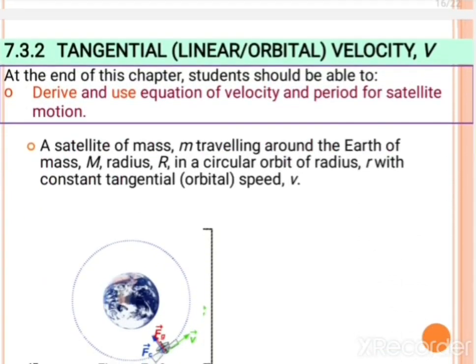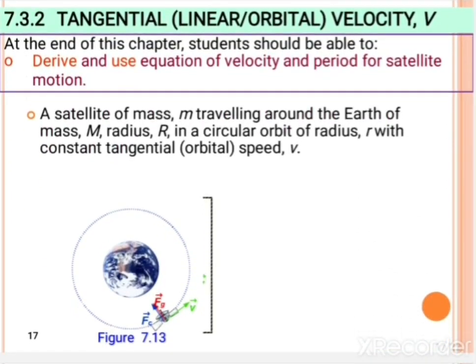Next, we go to tangential or linear or orbital velocity. Okay, what does it mean, tangential or linear velocity? Look at here. A satellite of mass m is traveling around the Earth of mass M. This one is the satellite, traveling around the Earth in a circular orbit. So this satellite keeps moving in a circular orbit.